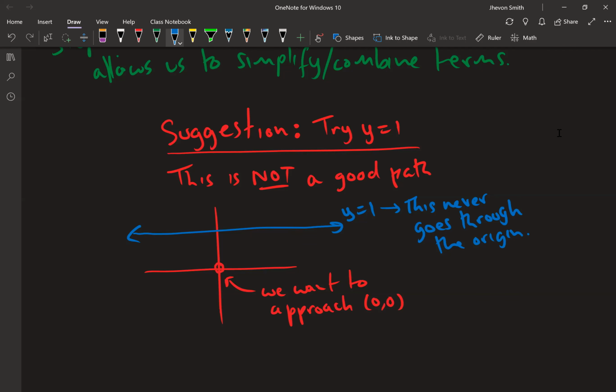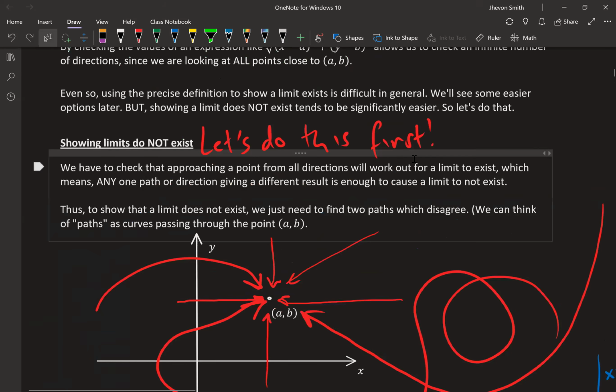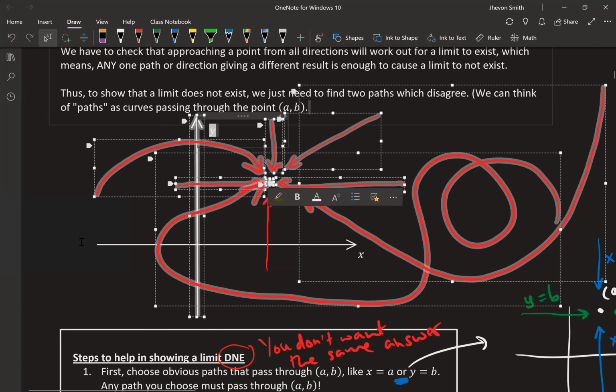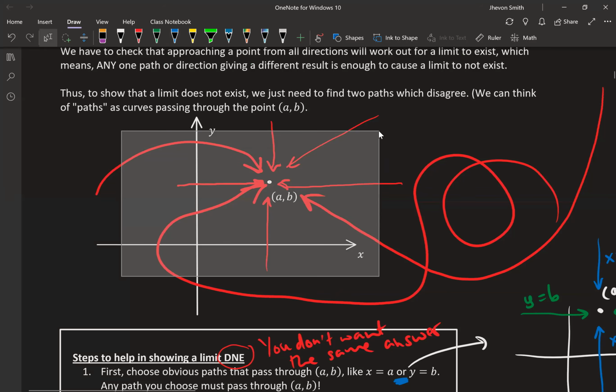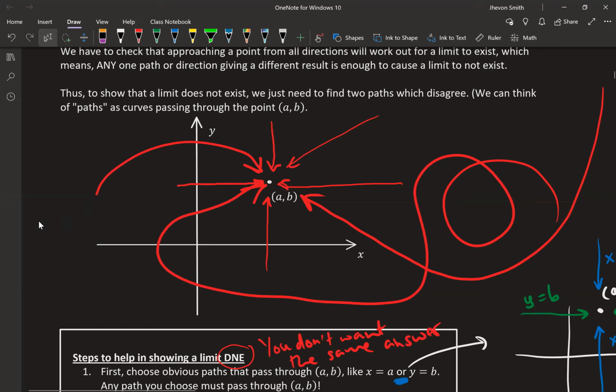Okay, now when I say choose a path, I'm not saying completely choose at random. I am saying, remember, the point is we want to approach (a, b), right? That's the point. The thing that all of these paths have in common is that they're all getting close to (a, b). I don't want a path that's going all over there and not getting close to (a, b). The point of a limit is to get close to (a, b) and see what the output is doing, right?